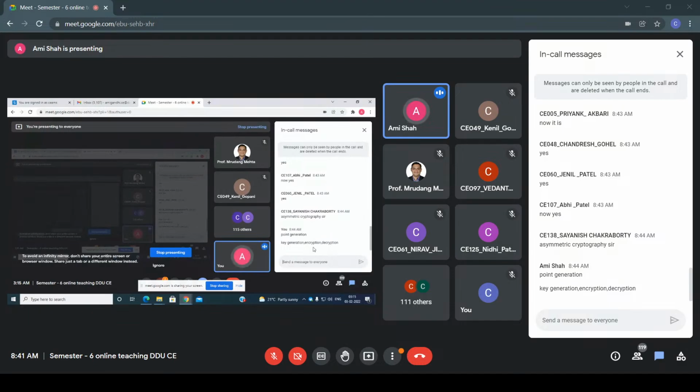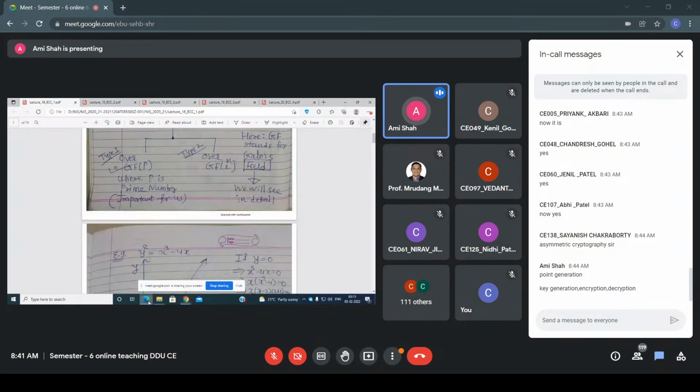So now, all these concepts, point generation, key generation, encryption and decryption, I have explained in your class. But first of all, I will again give you a basic idea regarding point generation, key generation, encryption and decryption, and then you have to implement. Okay. So let's start with those concepts one by one.